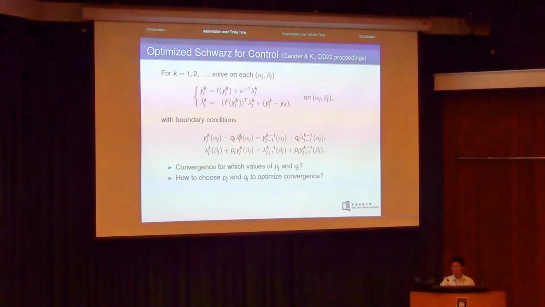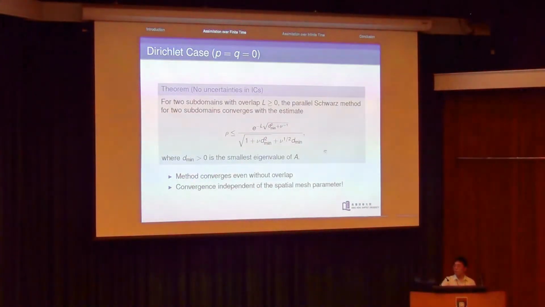So now the main question is, when do we have convergence for what values of P and Q, and how do I choose these P and Q to optimize for convergence? So here is the first theorem that I'm going to state. This is when P equals Q equals 0, meaning that I'm just matching Y's and matching lambdas. I'm not taking linear combinations. Then under some assumptions, you can prove that the method actually converges, with a contraction factor that looks like this.